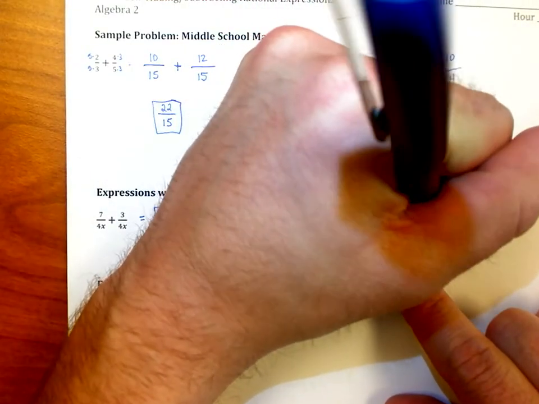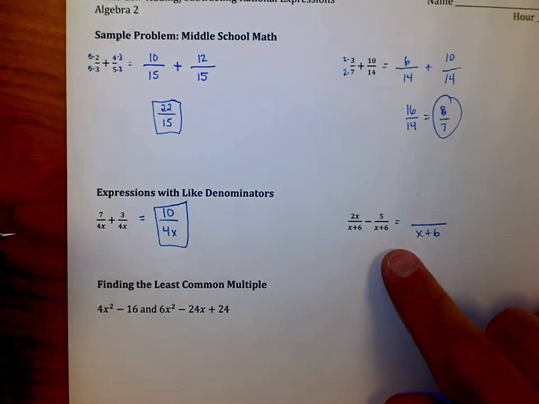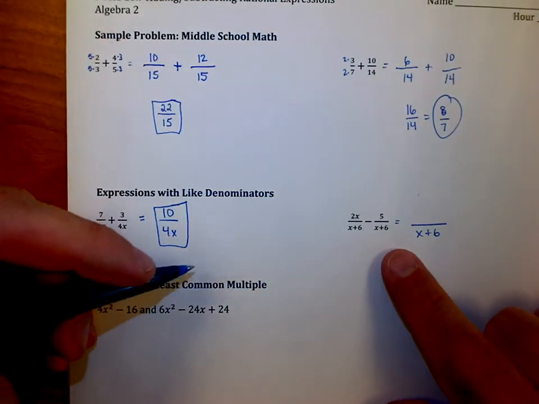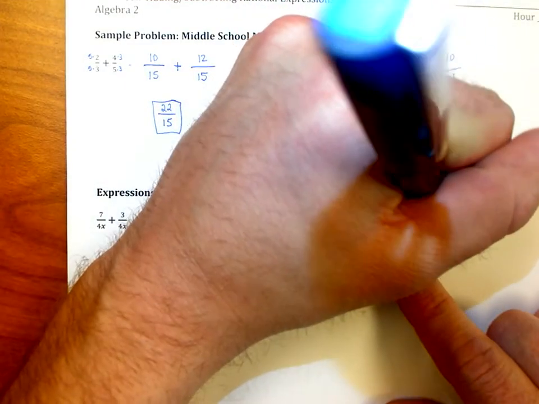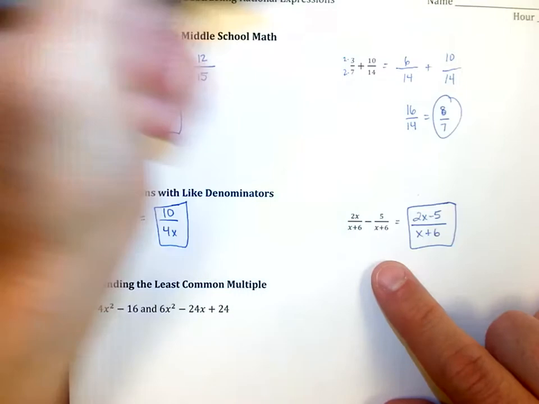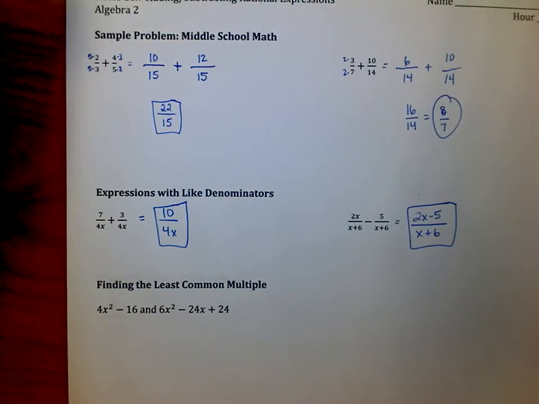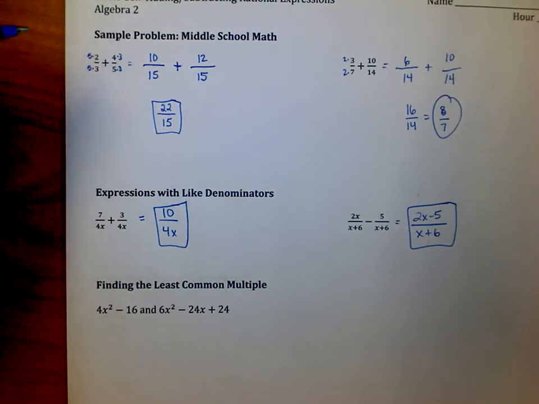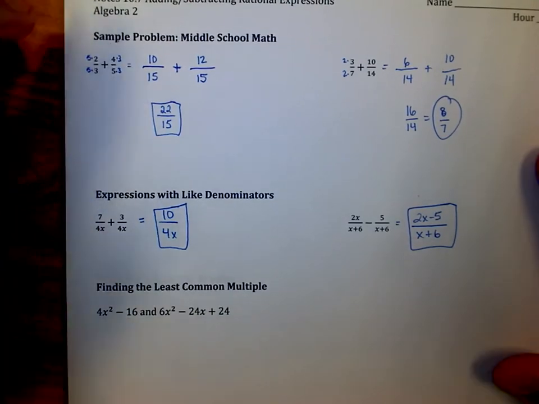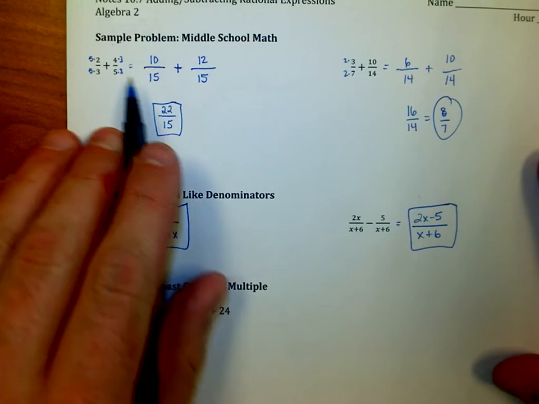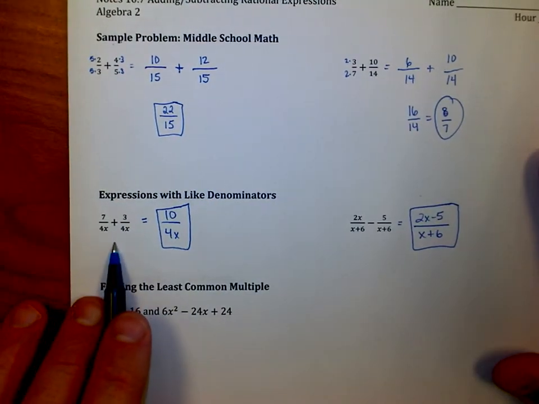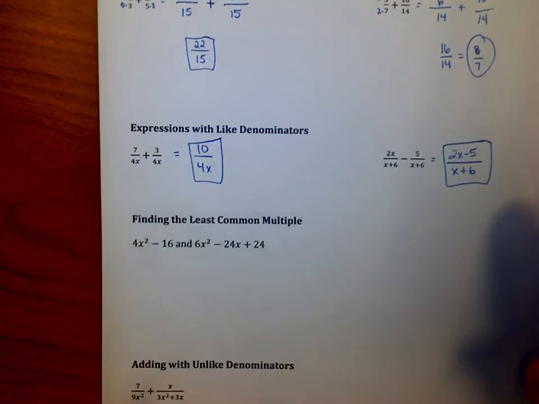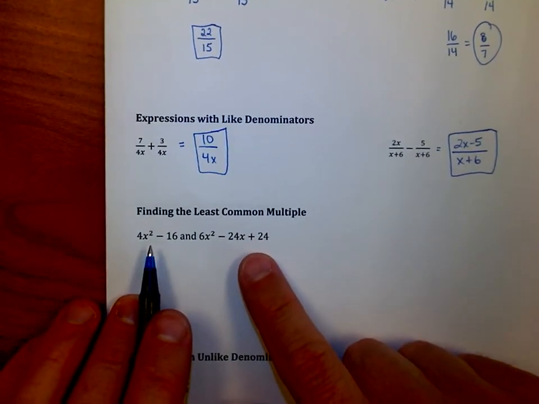I don't need to do any adjustment. I know that my fraction is going to be out of how many x plus 6 that I have. And the top is simply going to be 2x minus 5. So that's pretty straightforward. The problem is, what do we do whenever it gets more complicated? And so the trick is to find the least common multiple. What is the smallest thing that 3 and 5 both go into? 15. 7 and 14 both go into 14. These are both 4x. Those are both x plus 6. But what if these were your denominators? Okay?